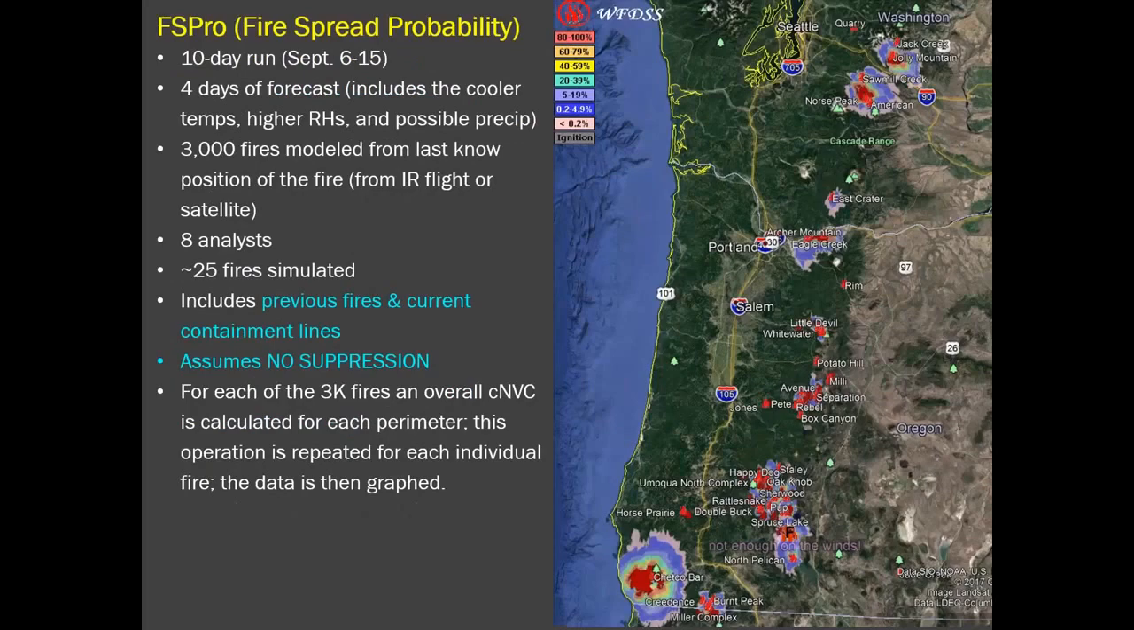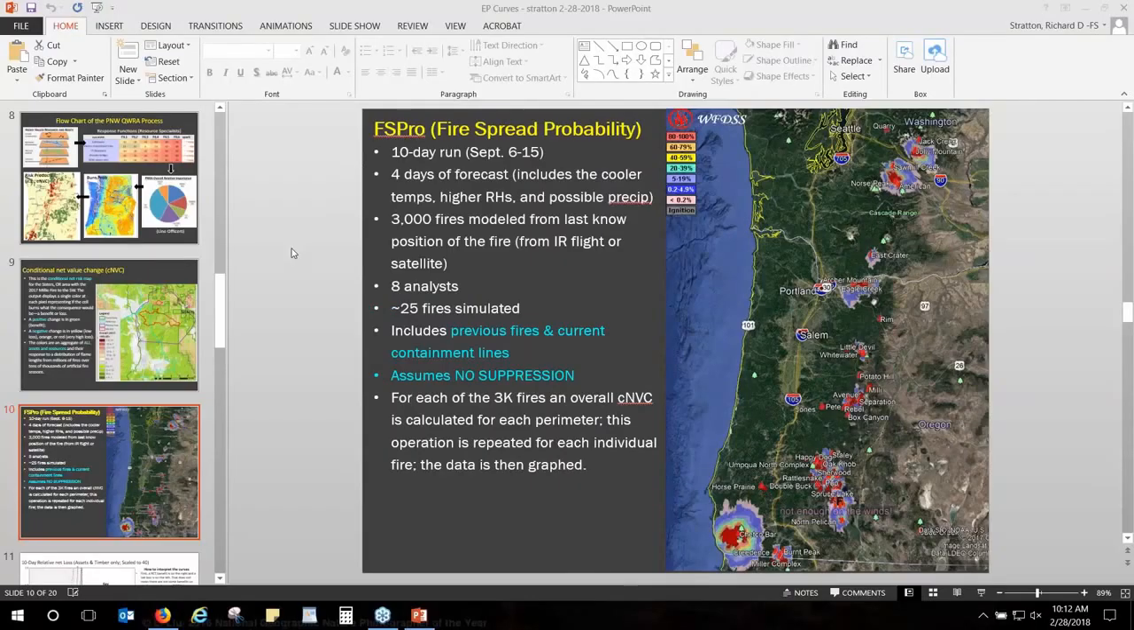So we take that information, and that's the risk assessment information, and we put it together with the FS Pro information. Here's the FS Pro runs for 10 days, September 6th through 15th. There's 4 days of forecast and 3,000 fires simulated, and we timed it so the start and end dates are all the same for the 8 different analysts. We modeled about 25 fires simulated. And it includes previous fires and current containment lines and assumes no suppression.